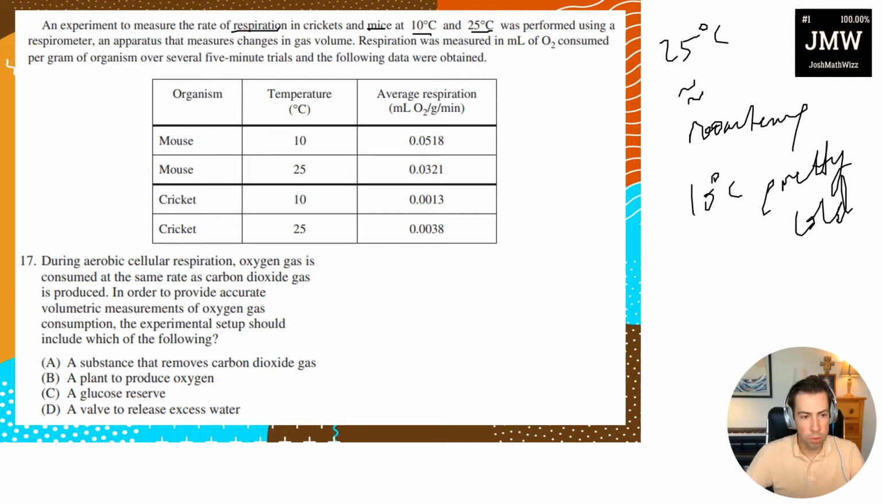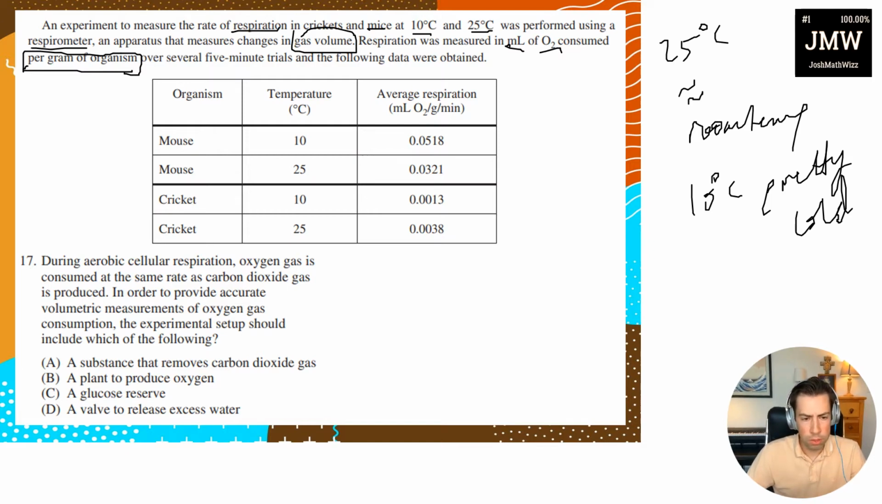So again, this is performed using a respirometer, an apparatus that measures changes in gas volume. Respiration was measured in milliliters of O2 consumed per gram of organism over several 5-minute trials, and the following data was obtained. So basically, they normalized the O2 consumption for the weight of the organism. That way, we're getting essentially metabolic rate normalized to their weight, which is good. That's what we want to do.